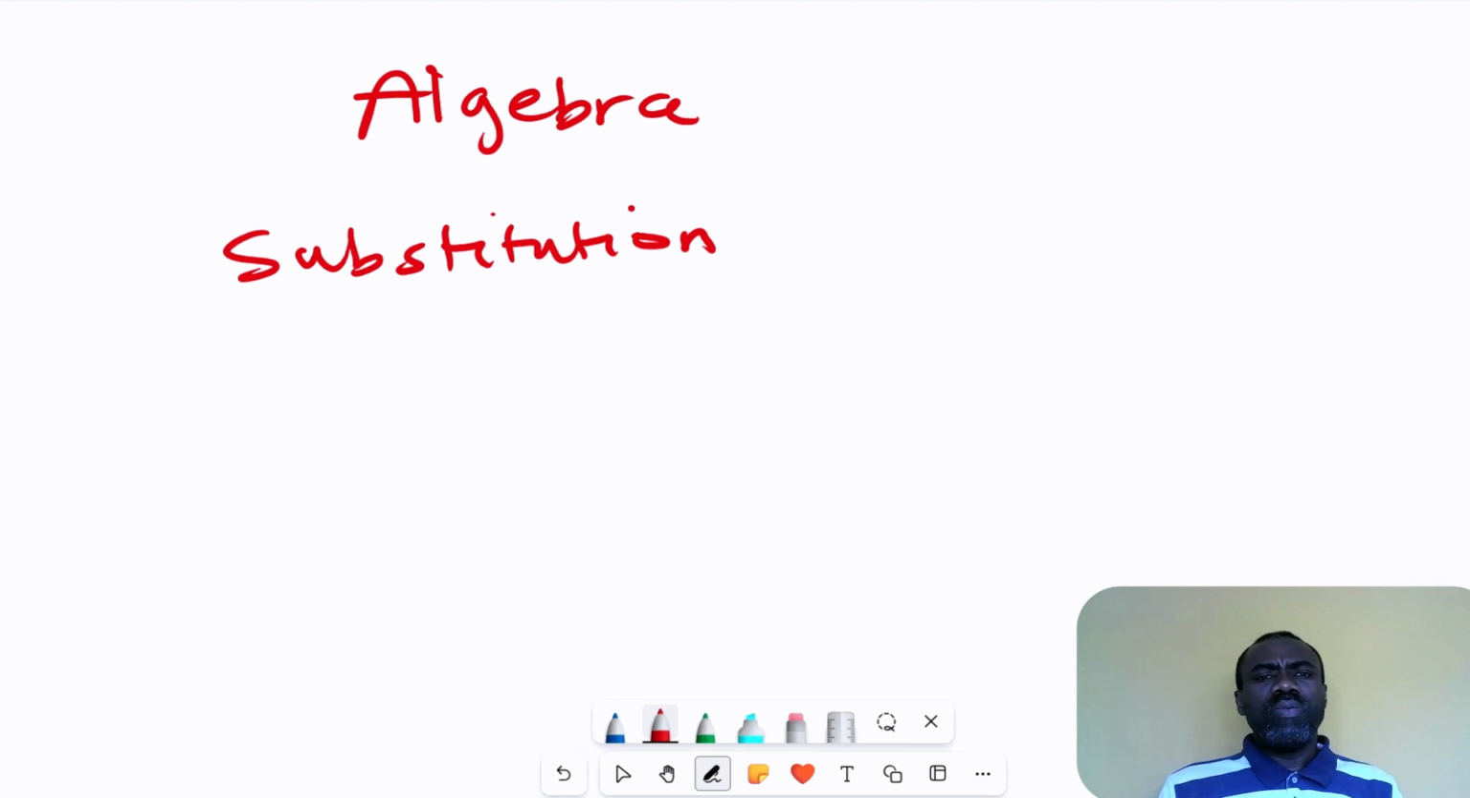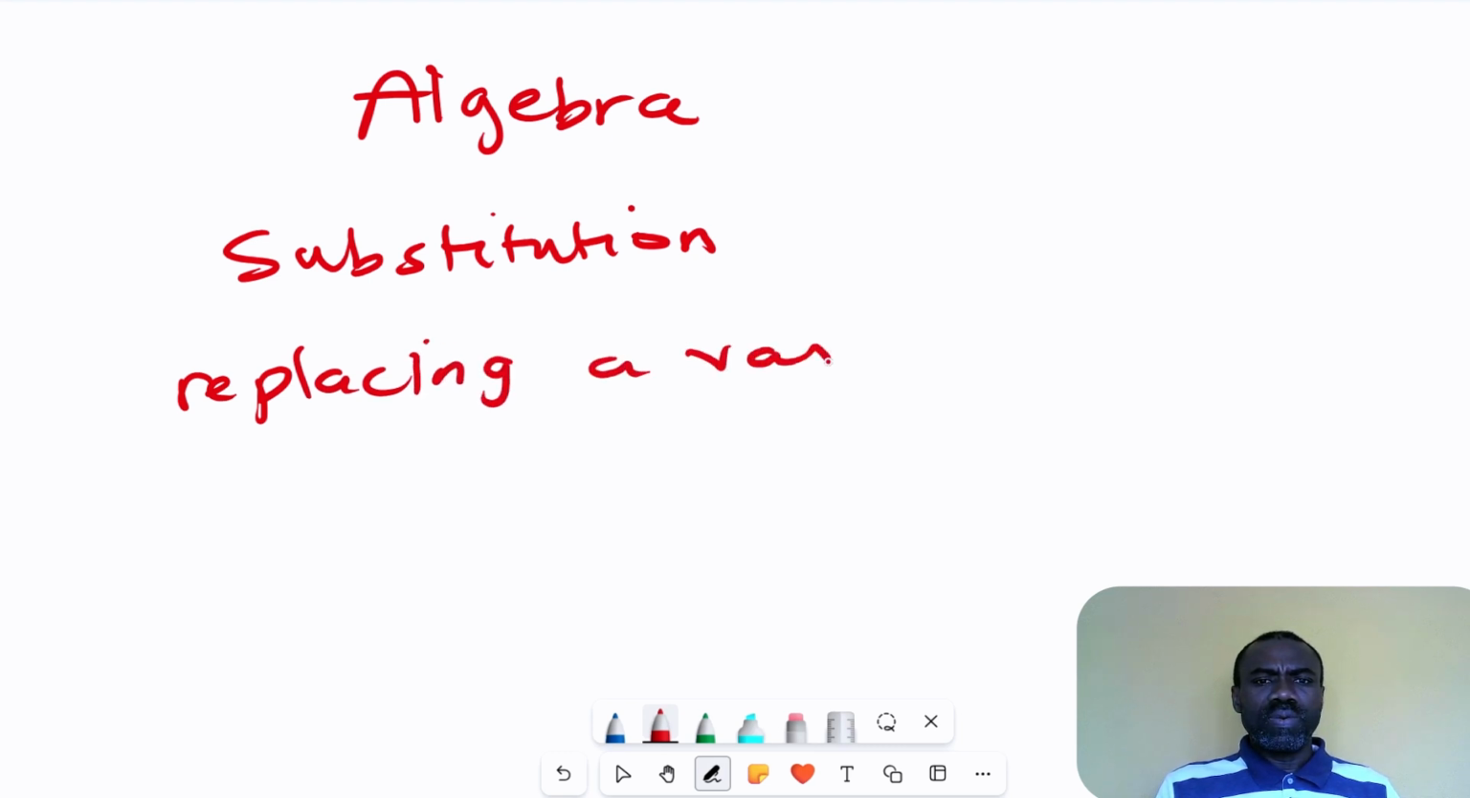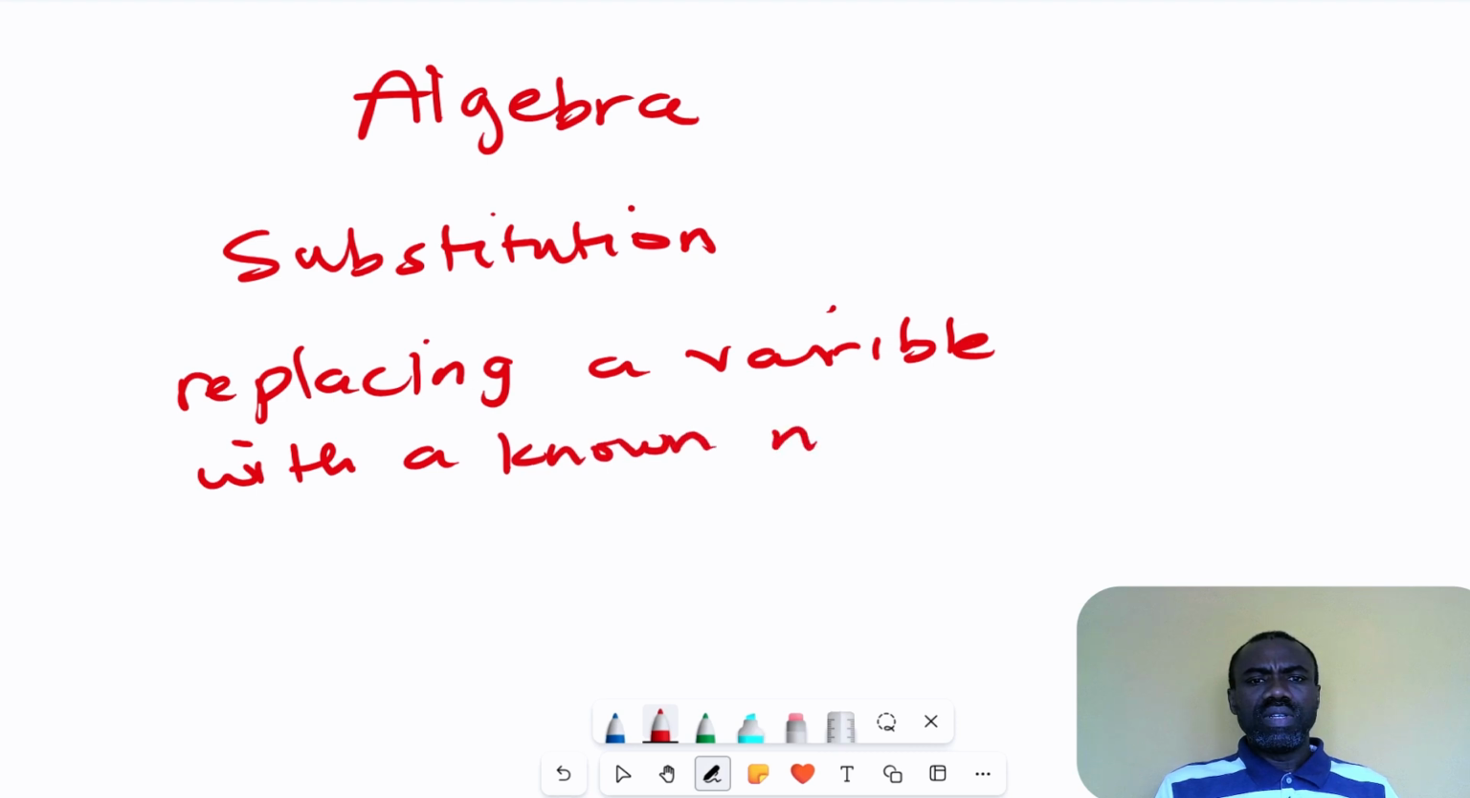In algebra, we also use substitution to help us to get a clearer picture of what an expression stands for. So what then is substitution in algebra? Replacing a variable with a known number.